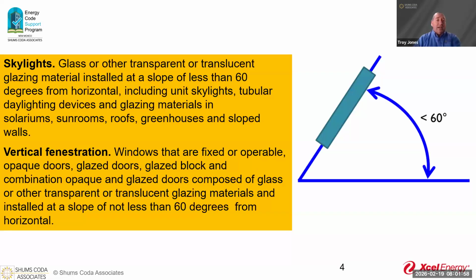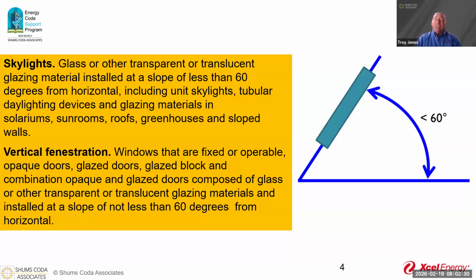So we talked about skylights. We talked about fenestrations. What are skylights? Well, it's a light in the roof. That's what it is. It's a window in the roof. It's glass or other transparent or translucent glazing material installed at a slope of less than 60 degrees from horizontal. This includes unit skylights, our tubular daylighting, the solar tubes that we have going in, and glazing materials in solariums, sunrooms, greenhouses, and sloped walls.